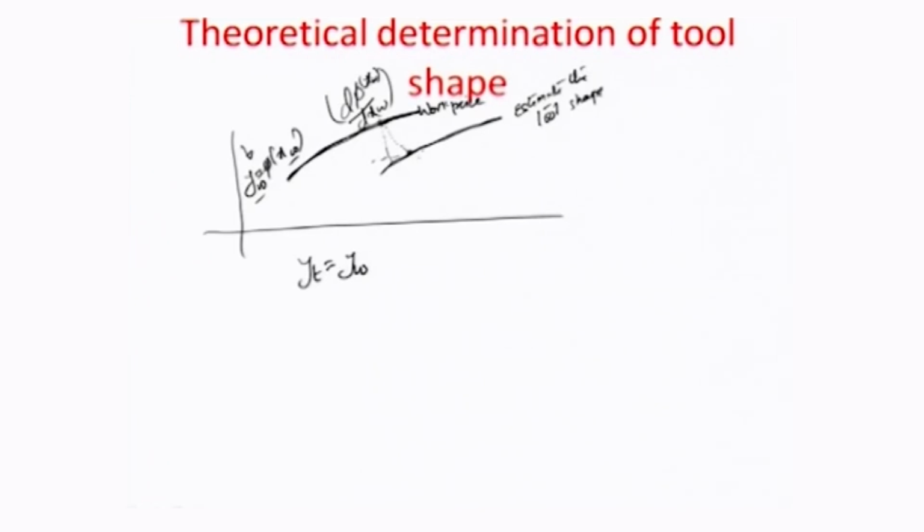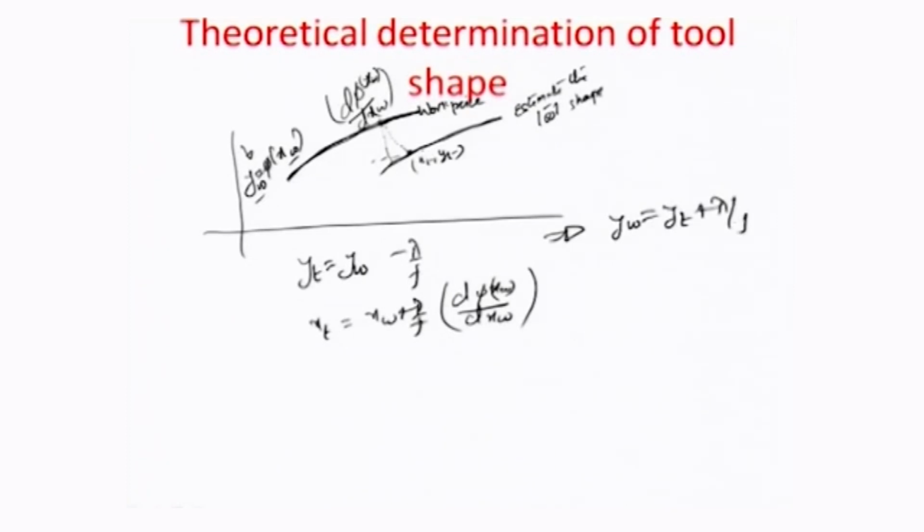This point right here is xt, yt, and the xt is actually equal to xw plus lambda by f del phi xw by del xw. Okay. So this actually becomes equal to yt by lambda plus lambda by f. Now this becomes equal to xw plus lambda by f times the slope.